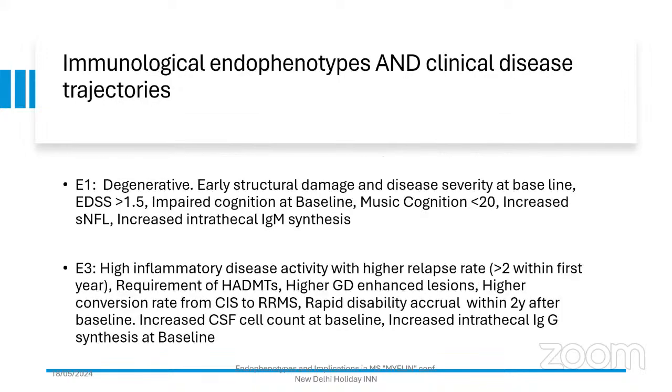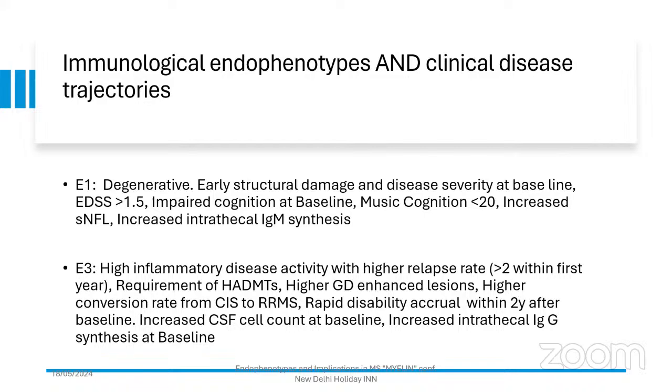The E1 is degenerative, with early structural damage and disease severity at baseline. The EDSS to start with is almost 1.5. Impaired cognition at baseline, on a cognition test which is less than 20. Increased serum neurofilament light chain, increased intrathecal IgM synthesis. These are the clinical disease trajectory of this.